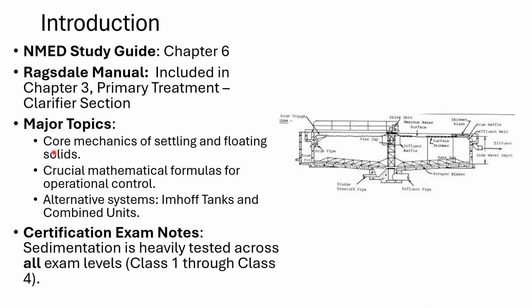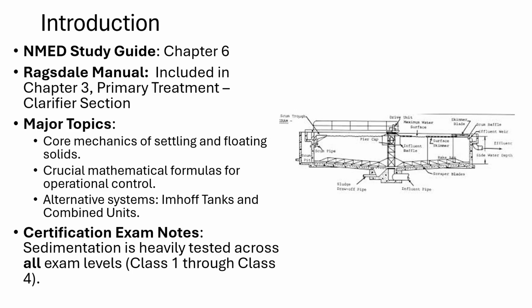The major topics we'll be discussing in this lecture include core mechanics of settling and floating solids, and some math formulas that you're going to need to know for operational control. The math that I'll be giving you on your assignment will touch levels 1, 2, 3, and 4. We'll also discuss a couple of alternative systems, mainly Imhoff tanks, which are no longer being built but are of some historical relevance, and you'll still find some here and there in rural areas, as well as combined units, which are also known as package plants. You may have heard that term, and that's basically a combined unit. We'll go over this a bit later.